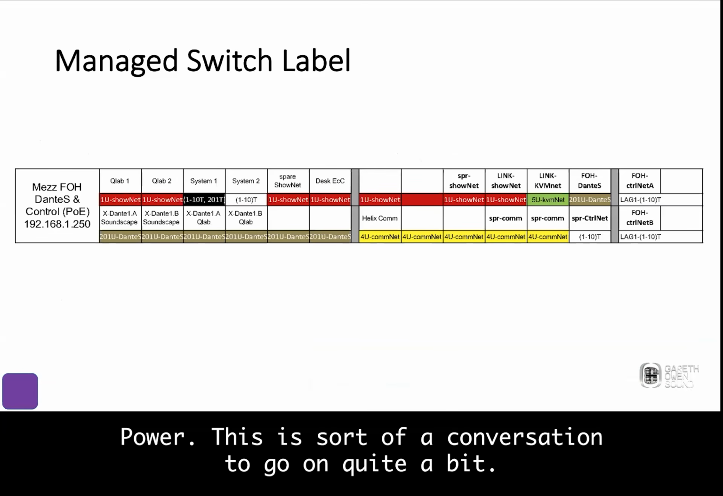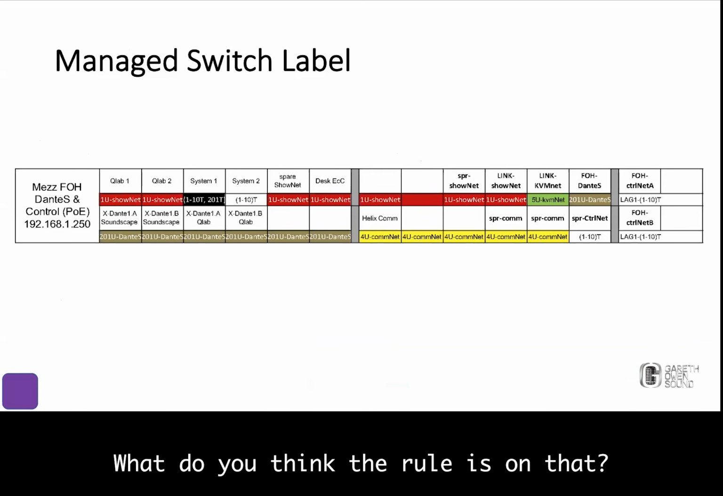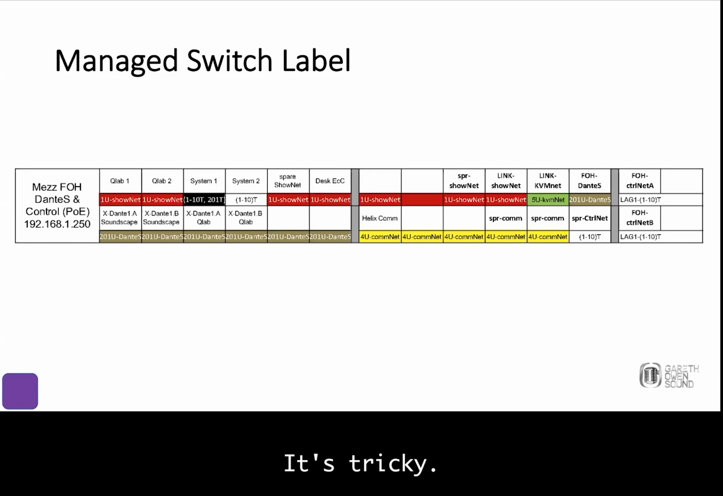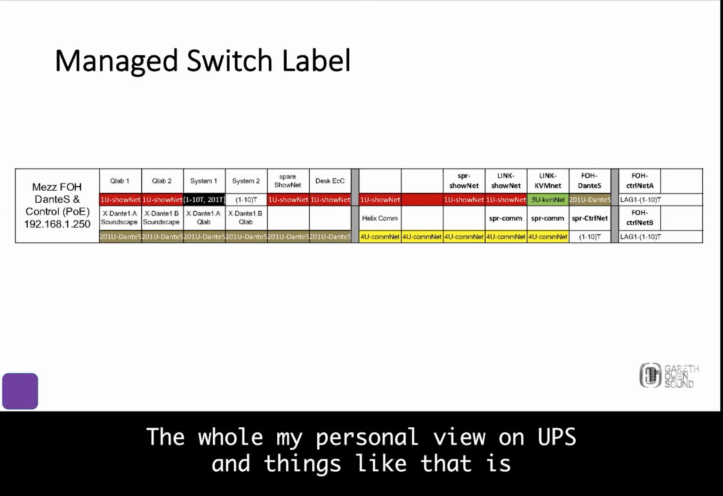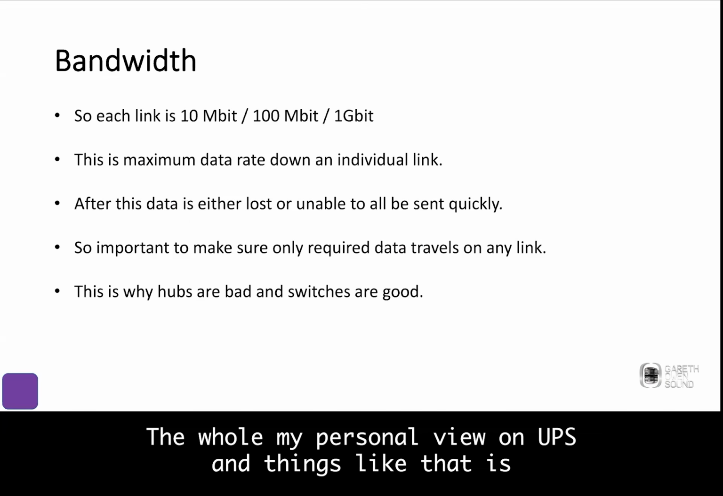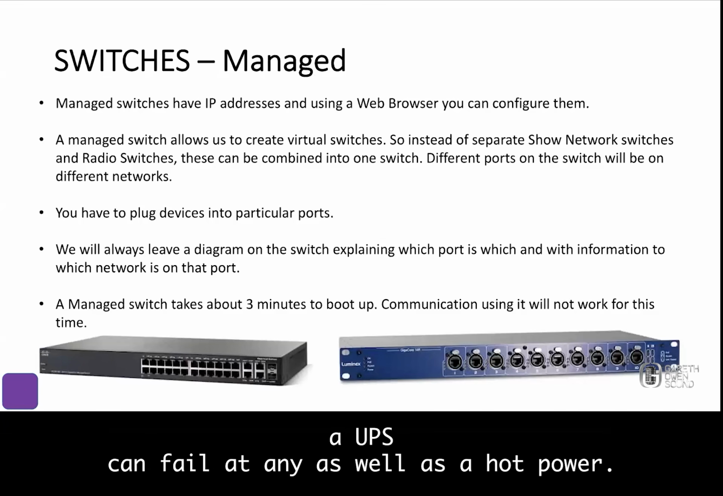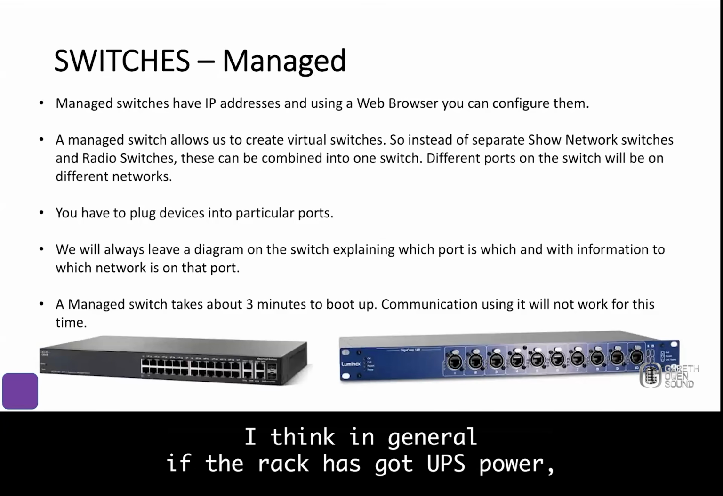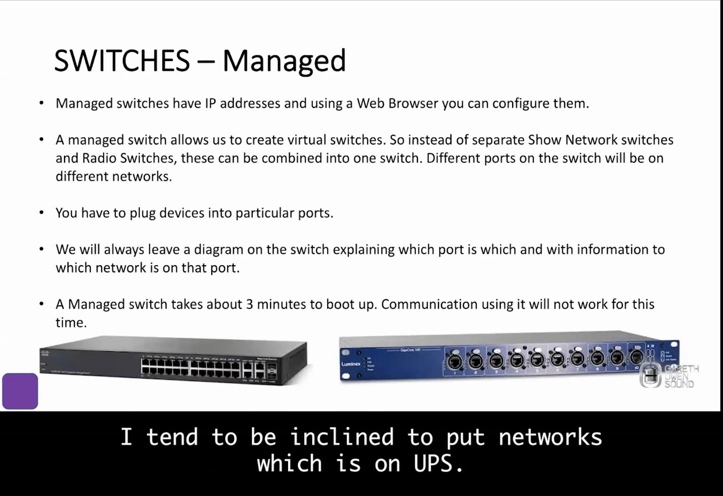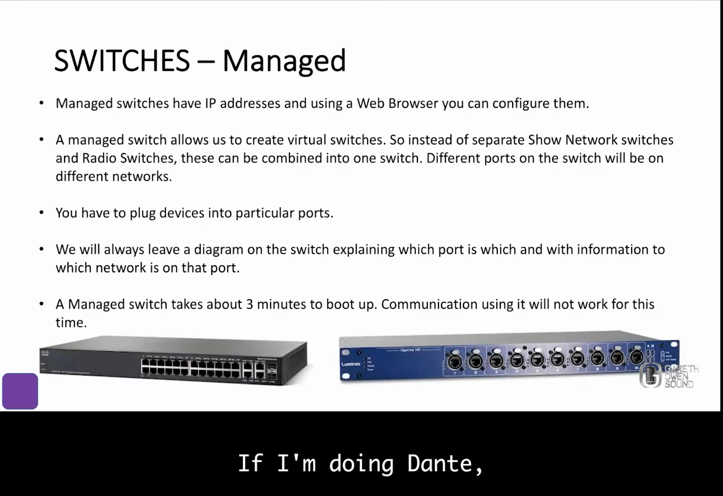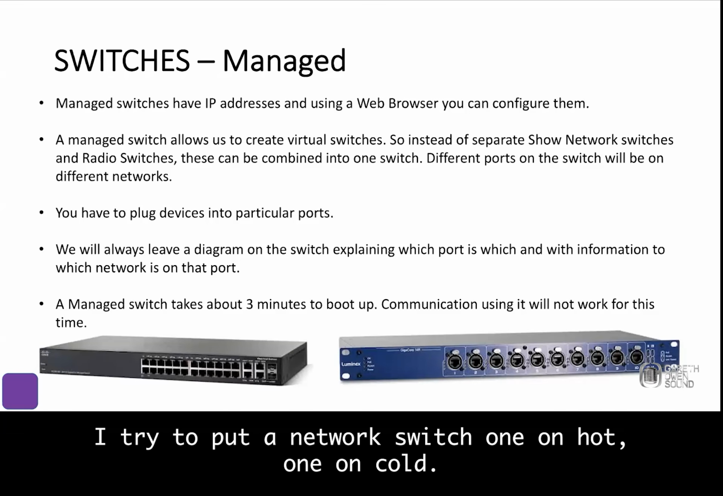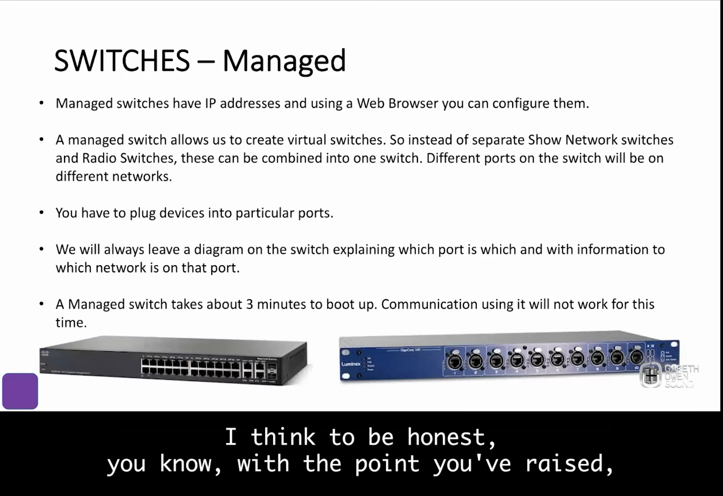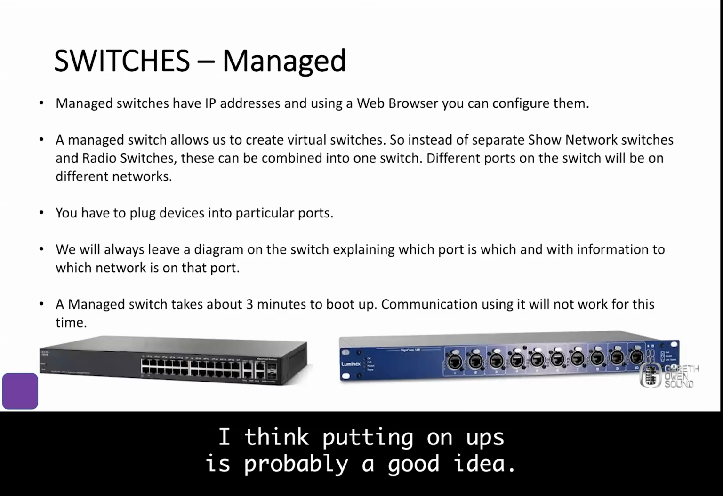This is sort of a conversation that's going on quite a bit. What do you think the rule is on that? It's tricky. My personal view on UPSs and things like that is a UPS can fail, as well as a hot power. I think in general, if the rack has got UPS power, I tend to be inclined to put network switches on UPS. If I'm doing Dante, I try to put a network switch, one on hot, one on cold. But I think, to be honest with you, now with the point you've raised, putting on UPS is probably a good idea.